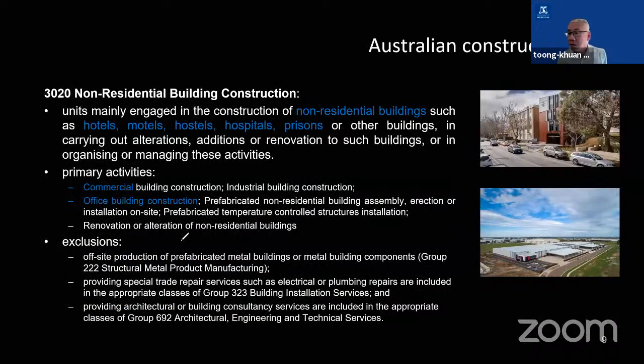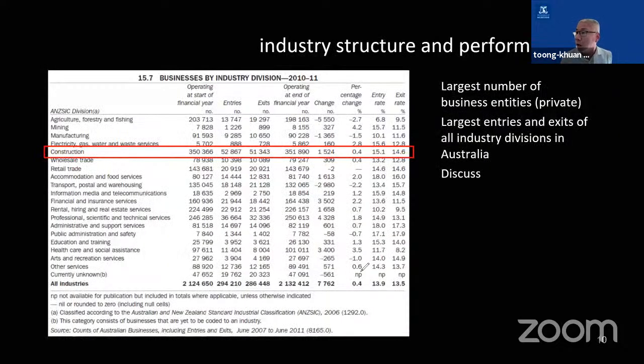Non-residential buildings. Is this a continuation? No, this is 3020, non-residential buildings. These are buildings where you cannot reside, so it's not a house, it's not an apartment. This will be hotels, hostels, hospitals, prisons, schools, and all these other buildings. It would include commercial buildings, which will be your shopping malls and office blocks, and it could also include industrial buildings like warehouses and factories.